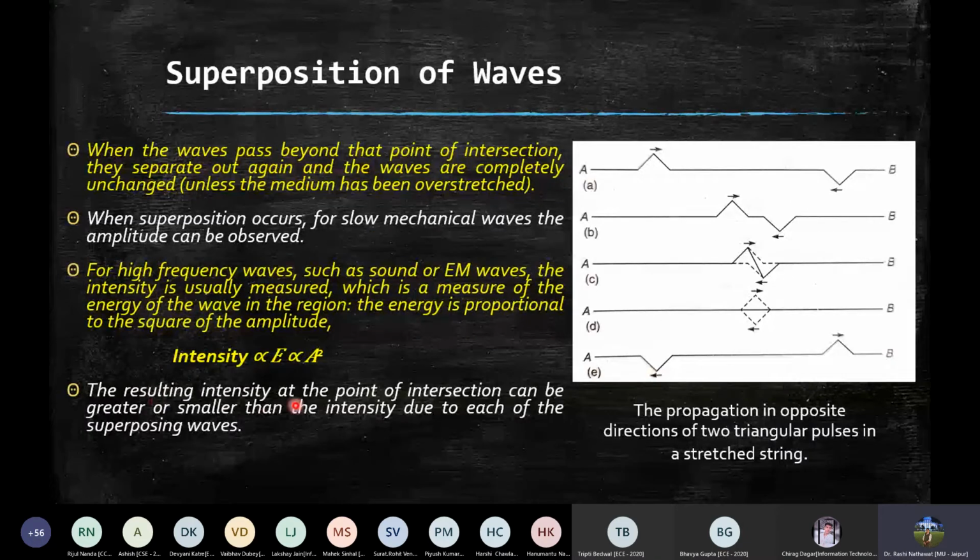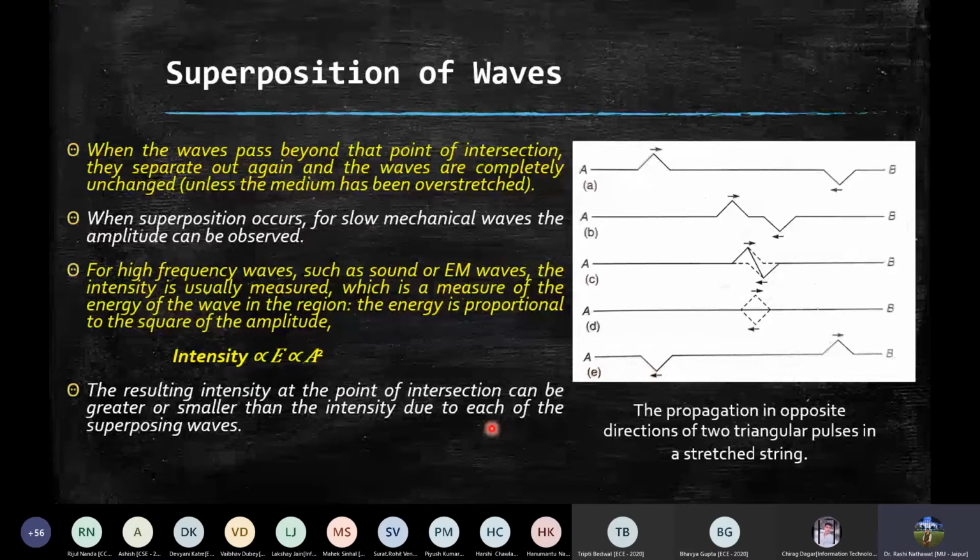So the resulting intensity at the point of intersection, when the waves are intersecting, can be greater or smaller than the intensity due to each of the superposing waves. That we will understand. So the total intensity will be either smaller or greater; it depends on the amplitude.